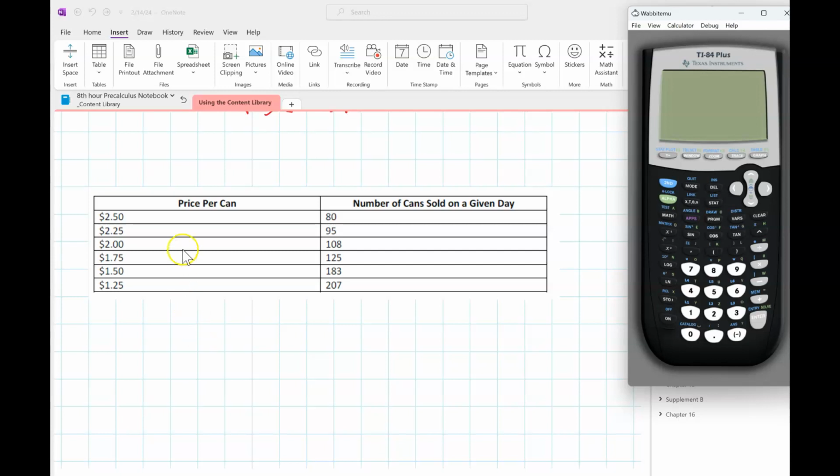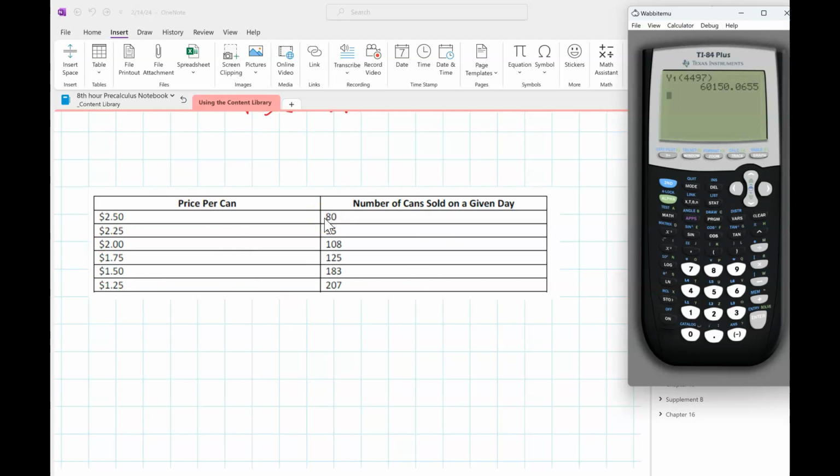Great. Yeah. So the price is our independent variable because the sales depend on the price, right? So this should be like our Y variable. Everybody feel okay doing that? Just kind of using some common sense, thinking about how things are related, right? All right. So first thing we're going to do, we're going to get this data into our calculator so we can look at a scatter plot.